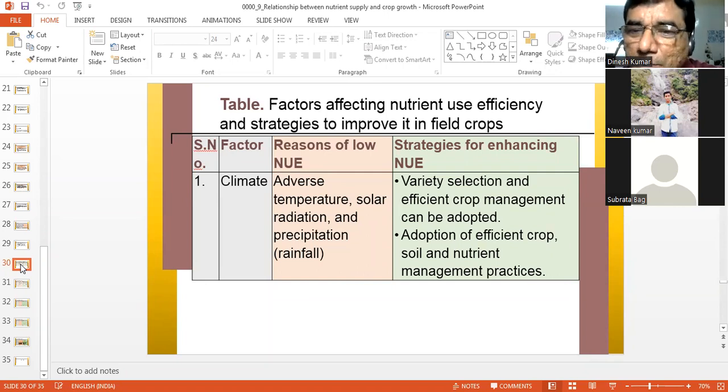So climate is important, and one strategy for enhancing is variety selection. Certain varieties can tolerate temperature or water stresses. So we can go for variety selection. This is your job to think and find answers. I'm giving you just hints. Adoption of efficient crop, soil, and nutrient management practices, how they can help overcome the climate-induced problems or climate-induced limitations. We need to see this.